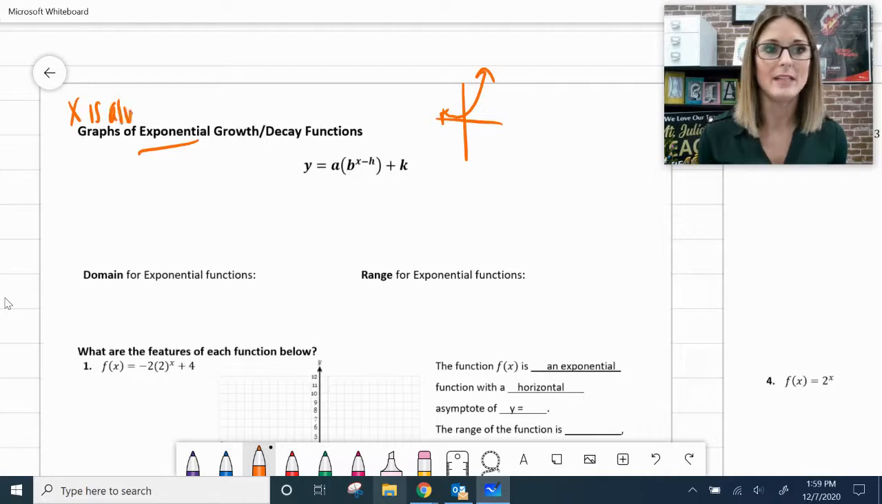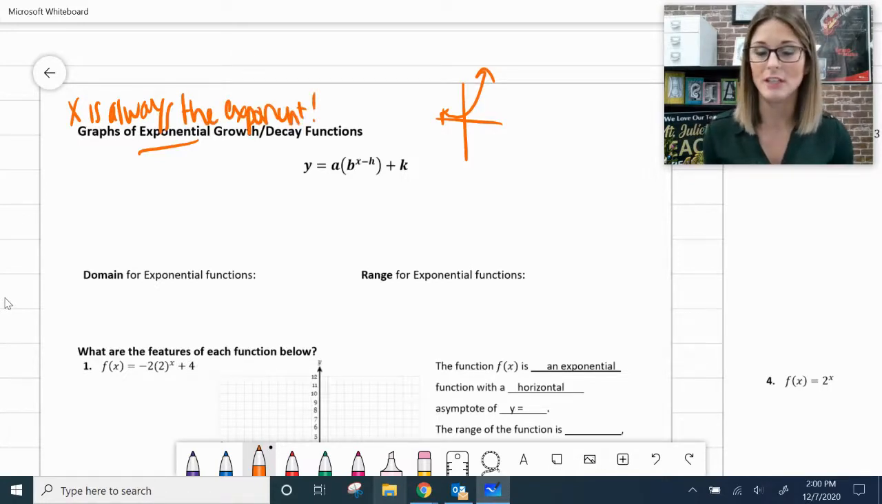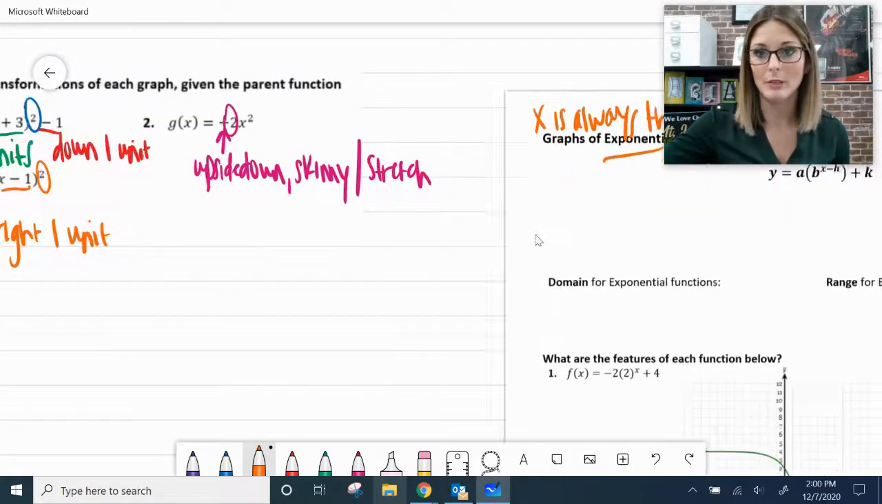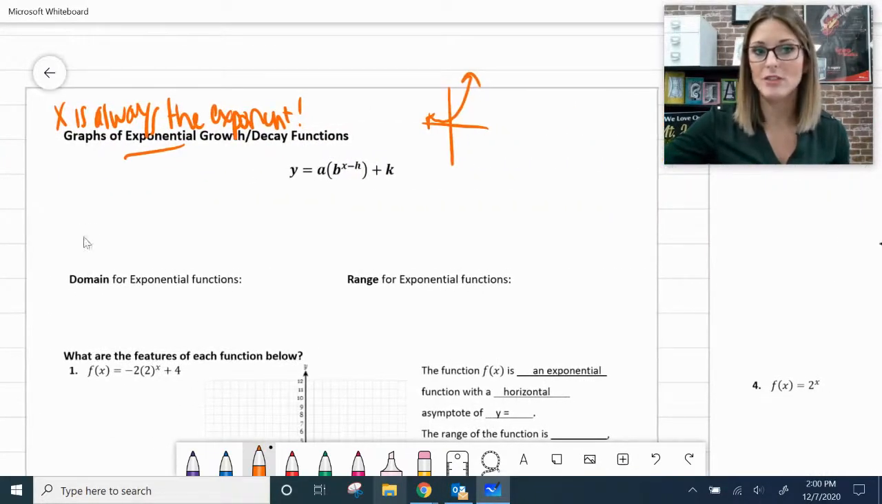X is always the exponent in an exponential function. I know sometimes these look a little weird, and we were just talking about quadratics a moment ago. In a quadratic, the ones we were looking at a minute ago, the exponent was 2, squared, right? So I made a parabola. So we are talking now about exponential functions, and x, our variable, will always be our exponent.